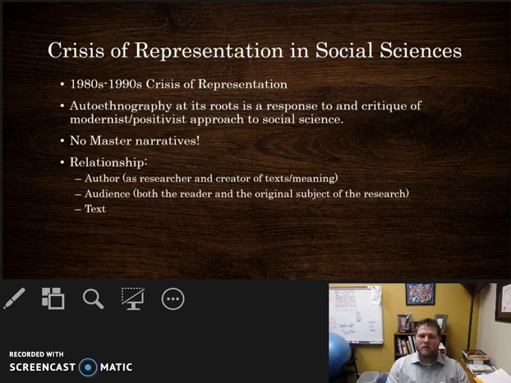As the researcher and the creator of text and meaning, that's what you do. Now, you're not doing this for publication in a scholarly journal. You're doing this for a 200 level intrapersonal communication class. But even at that level, there is this relationship. So the author is the researcher, the person who's doing the work and figuring it all out, and who creates the text and creates the meaning, ultimately.